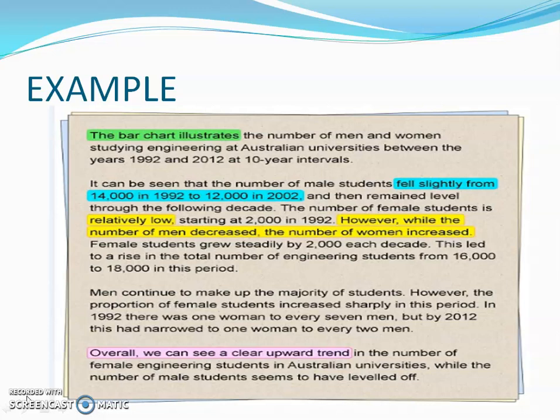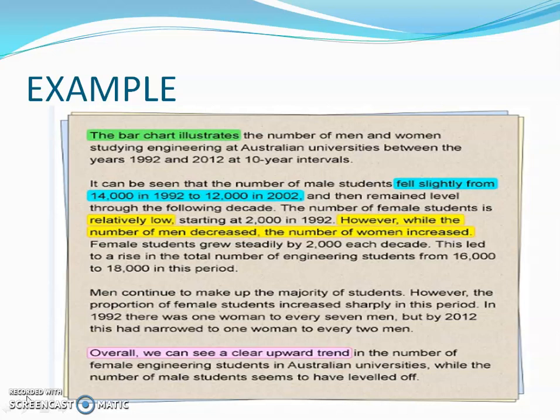Now, look at the answer for the question we discussed in the previous slide. I have given you the bar chart and asked you to summarize it. So the interpretation has been done with the bar chart, and now the answer should be written like this. Look at the first paragraph. The first paragraph is the introductory paragraph.